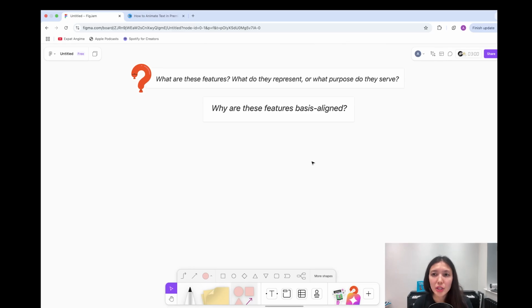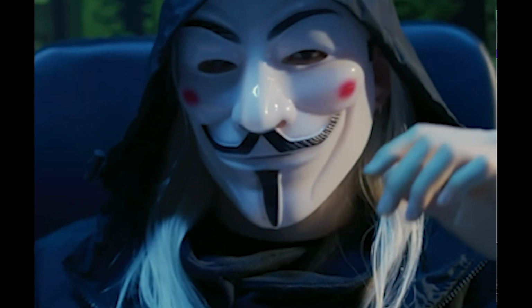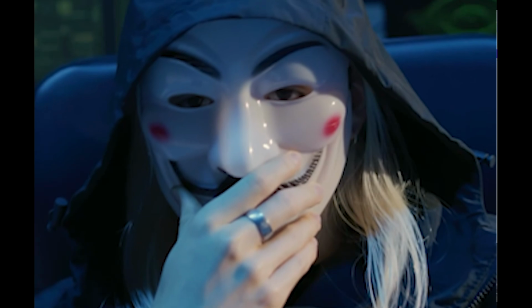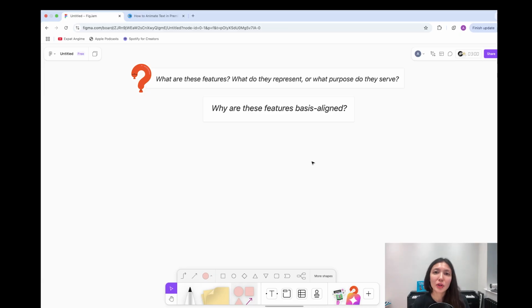And a natural question that arises from an interpretability viewpoint is, what are these features, what do they represent, or what purpose do they serve? And why are these features basis aligned? If you are not sure what I'm talking about when I say that features are basis aligned, check out my other video where I talk about fundamental concepts for mechanistic interpretability, including privileged bases.